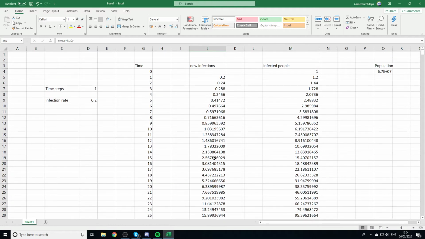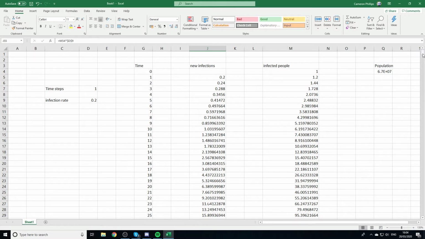So, if you're a person with it, if you infect 3 people instead of 2 a day, or 0.3 instead of 0.2, you can see the massive effect it has on the spread of the virus, which is why the infection rate is so critical.